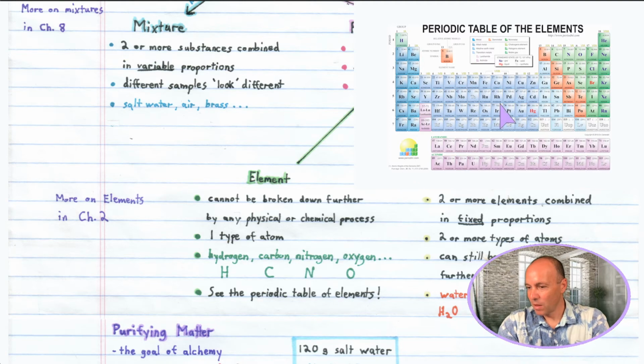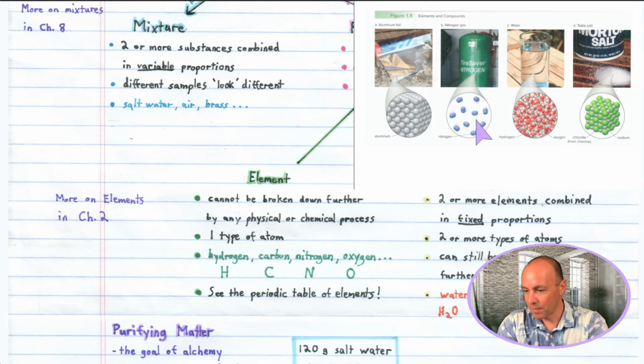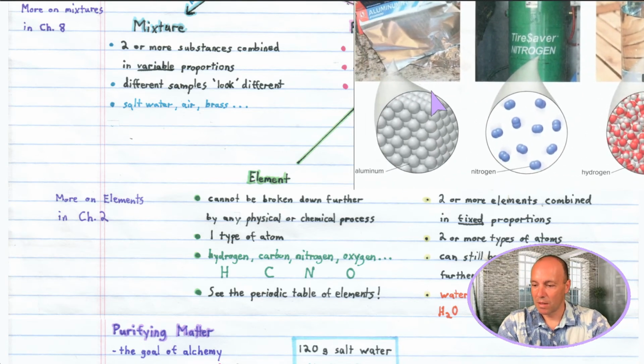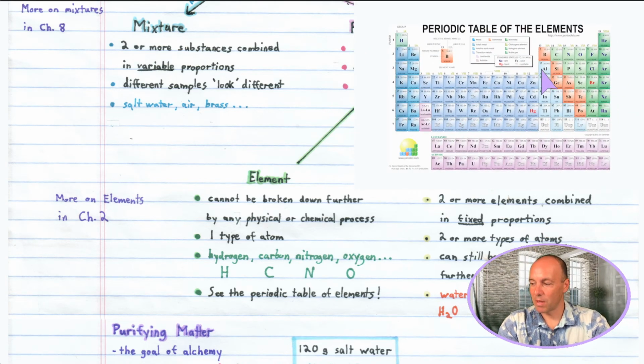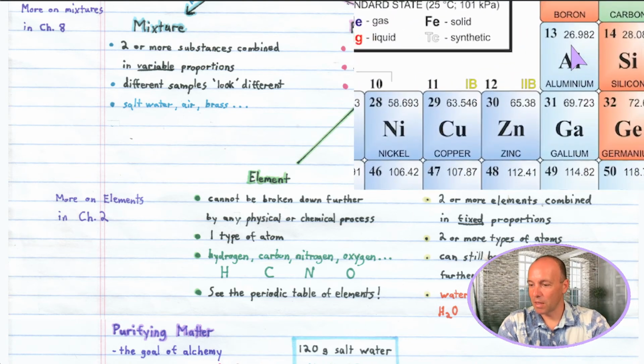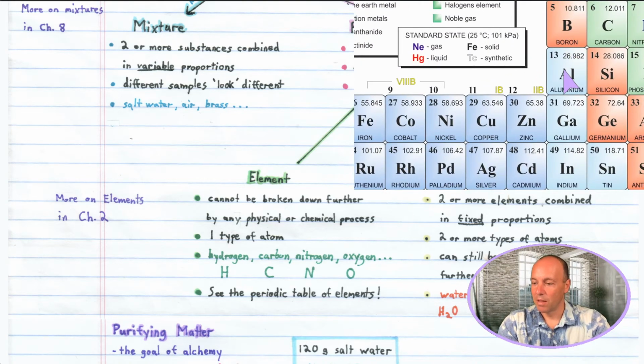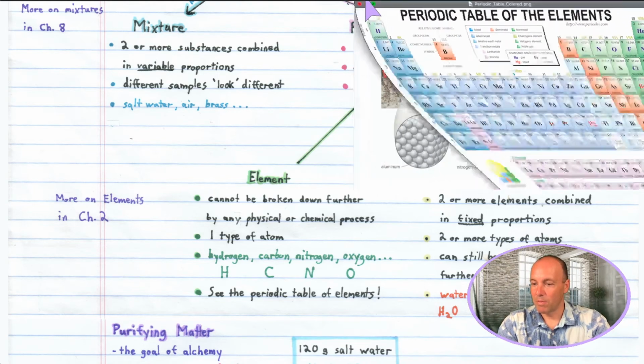Let's see. Here are a couple of examples of elements in the textbook. Your author has listed right here, aluminum foil. So aluminum foil is a solid substance, and aluminum is one of the elements. You can find it on the table. So there it is, right there. It's element number 13, right below boron.